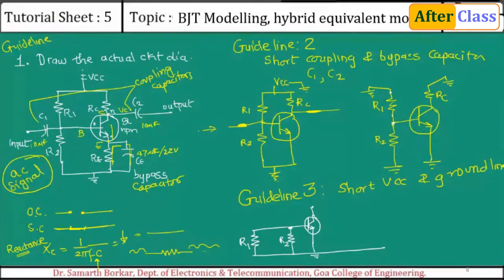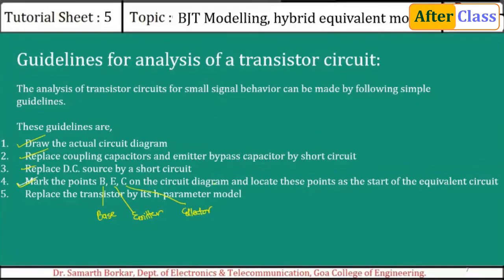Simple. Now this RC is also connected to ground. What is RC? Collector resistor, which is placed between the collector and ground. So from the collector, I'm taking the resistor as it is, and the second end is connected to ground. Now, what did I achieve here? This is the circuit with VCC and ground short circuit here. Short the VCC, and I'm going to get the output here. This is R1, R2, and input will be applied here on the circuit diagram, and locate these points at the start of the equivalent circuit.